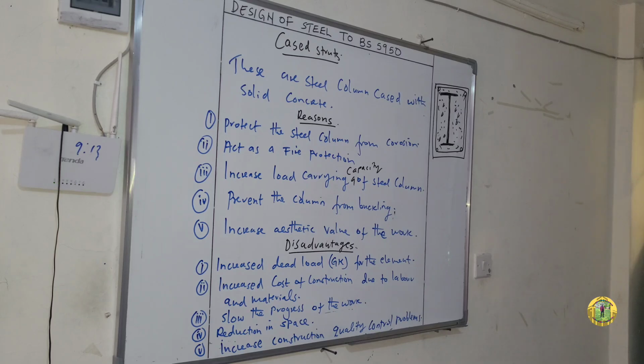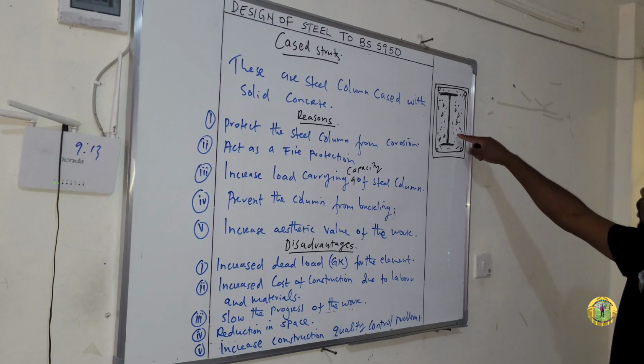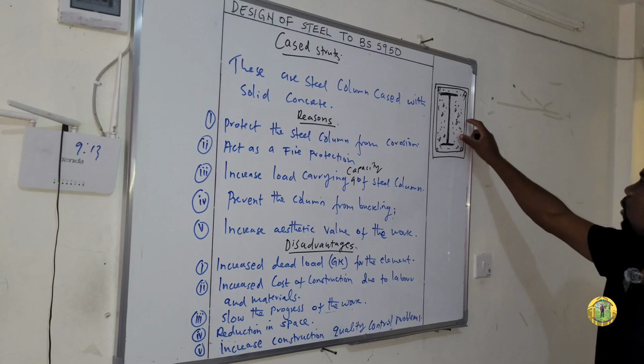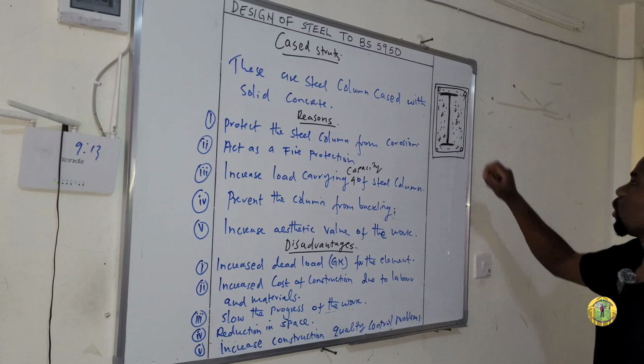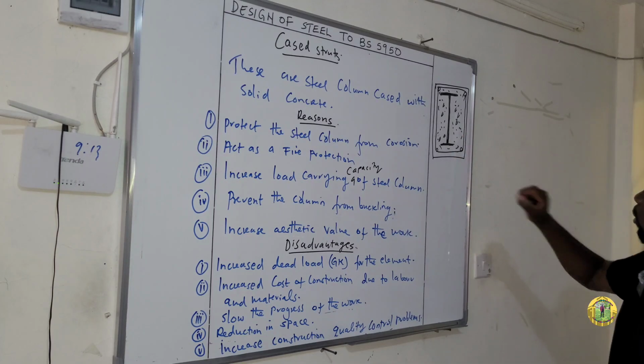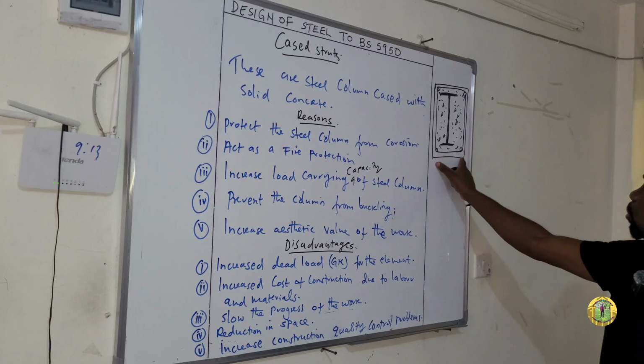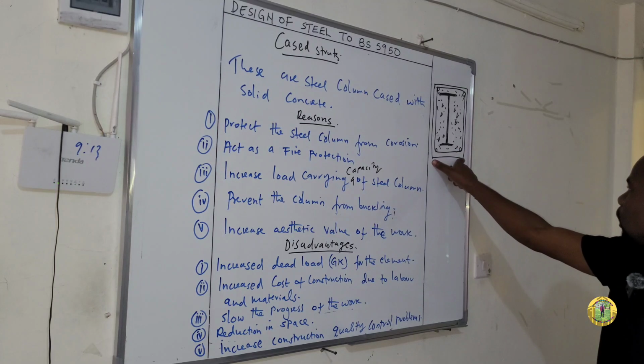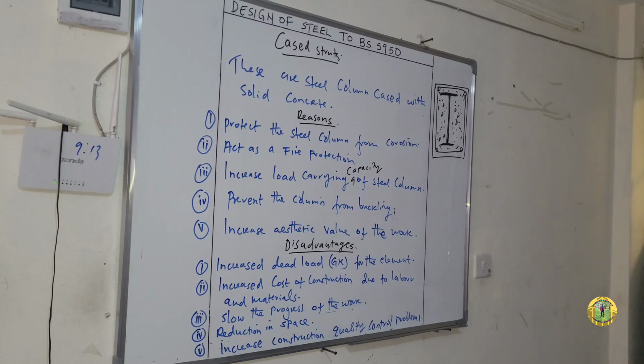If you use only the steel without the concrete casing, the space will be enough. But if you use the cased strut, the casing will occupy more space compared to the steel. Therefore, there is a reduction in space. Number five, increased construction quality control problems. So that is all about the reasons and disadvantages of cased struts.